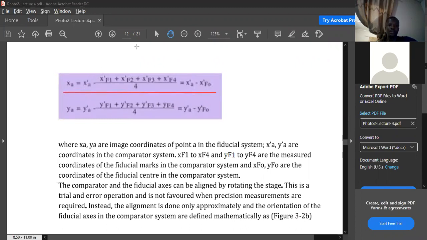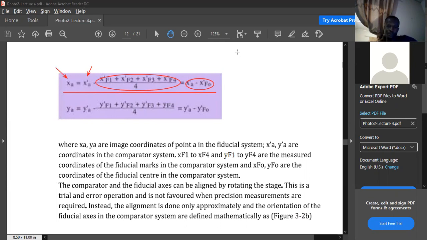let me point at them, comparator, image or photo coordinate system. Everything we have here will reduce our comparator coordinate system to a photo coordinate system. In other words, that is why we have this, X_C prime minus X_F4. So we need to appreciate this coordinate transformation even in using the comparator.